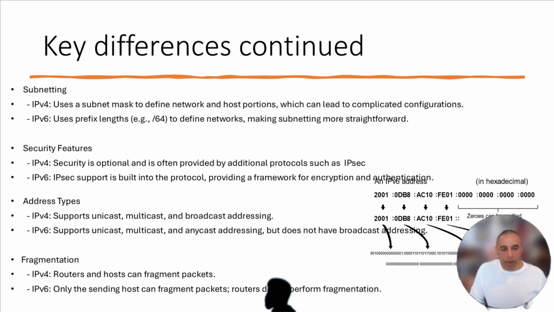Security features. IPv4: security is optional and is often provided by additional protocols such as IPsec. IPv6: IPsec support is built into the protocol, providing a framework for encryption and authentication. Address types. IPv4 supports unicast, multicast, and broadcast addressing. IPv6 supports unicast, multicast, and anycast addressing, but does not have broadcast addressing.